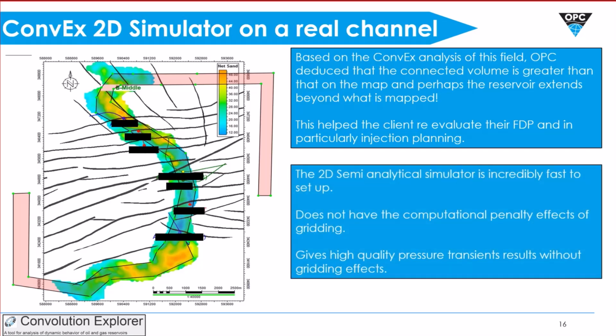So some general statements about the simulator. The 2D semi-analytical simulator is incredibly fast to set up. It does not have the computational penalty effects of gridding, and it gives high quality pressure transient results without the gridding effects.